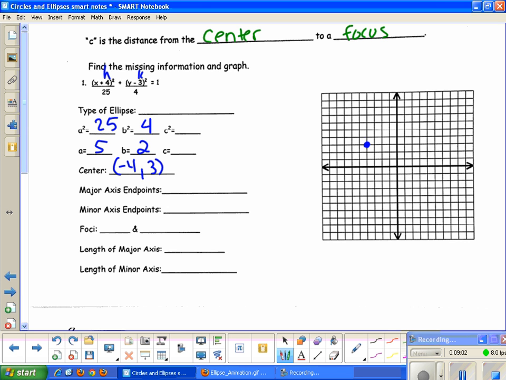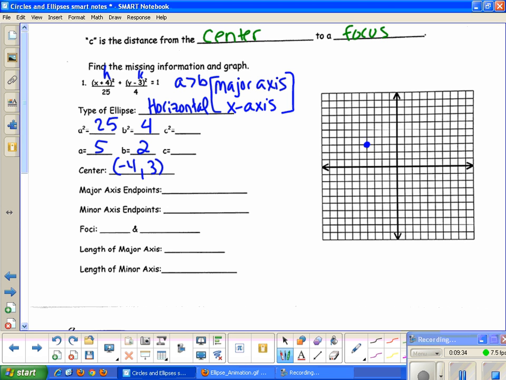Now, in this case, I know that the a value is bigger than the b value, so I know this is going to be a horizontal ellipse. And since it's horizontal, that means that the major axis is going to be the x-axis. And that is always the case when the ellipse is a horizontal ellipse.